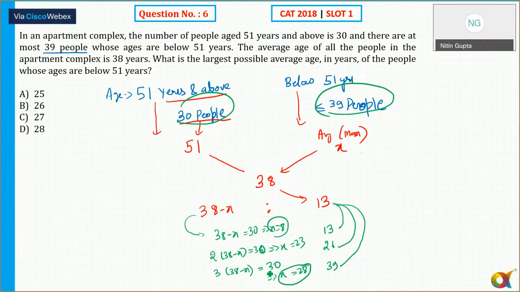so the maximum possible value of x is nothing but 28, when there are exactly 39 people whose age is below 51. So the answer will be equal to 28. I think a lot of people might be confused because of this reason: if "at most" was not mentioned, then you could have gotten the answer quickly and easily.